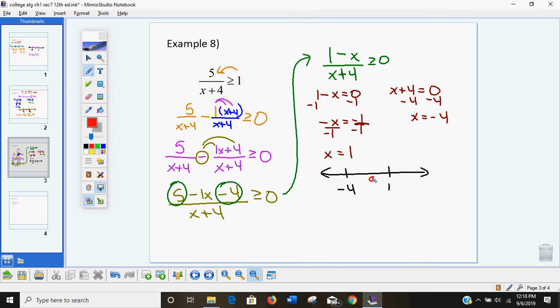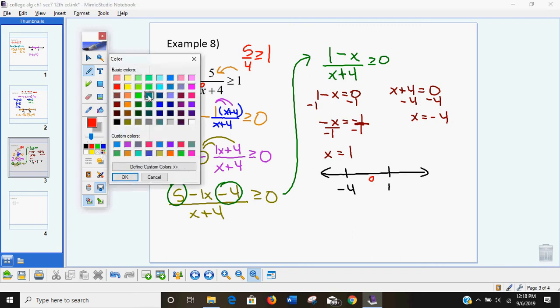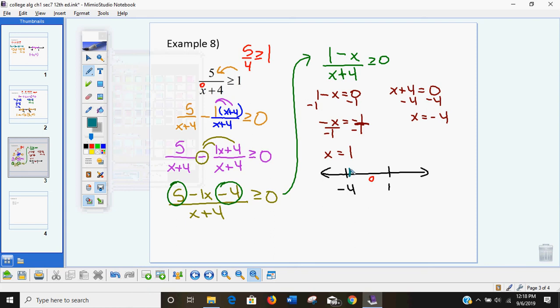So let's go back to the original problem and put in a 0 for x. That gives me 5/4 is greater than or equal to 1. Well, 5/4 is 1 1/4. It is greater than 1. So the 0 did work. I want to go back to my number line and I want to shade where the 0 is. So I'm shading the middle.